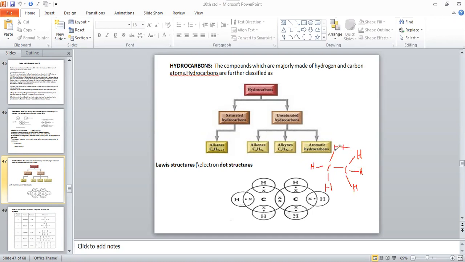They are formed by one electron of carbon, that is a cross, and one electron of hydrogen, that is a dot. So this is again sharing of electrons, that is a covalent bond. Like this, six carbon-hydrogen covalent bonds are formed.